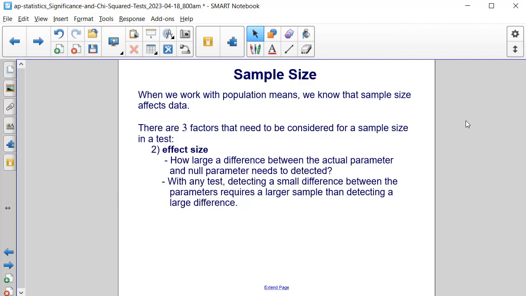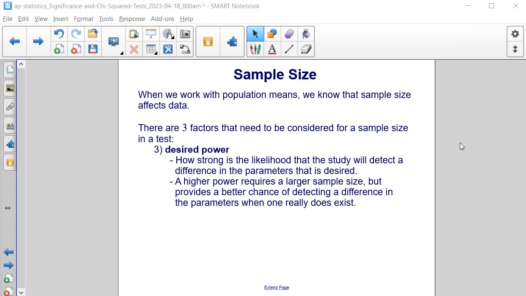The second condition that needs to be considered for a sample size in a test is the effect size. How large a difference between the actual parameter and null parameter needs to be detected. With any test, detecting a small difference between the parameters requires a larger sample than detecting a large difference.